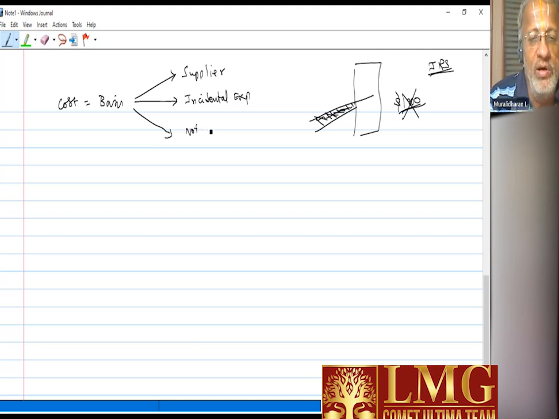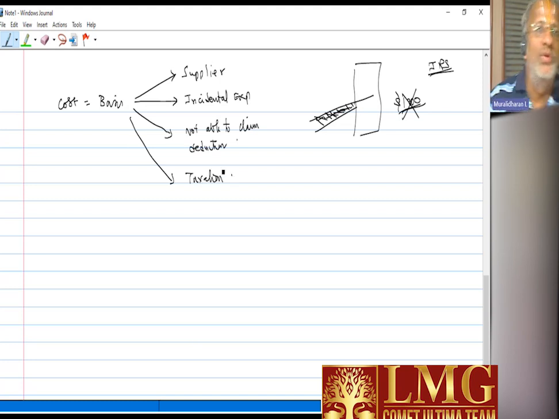Not being able to claim a deduction will automatically lead to capitalization, including any taxation. So these are the items that they will be incurring, and this is going to be the basis. Is that clear? All of you?